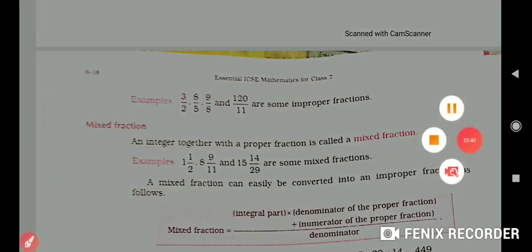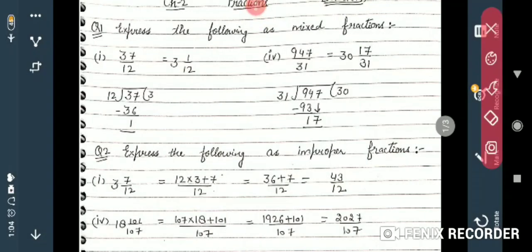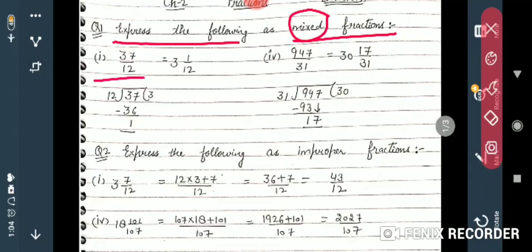Now I will explain this through some examples. So here the first question is, express the following as mixed fractions. As I have explained, a mixed fraction contains one integral part as well as one fractional part. So 37 upon 12. Divide 37 by 12. 12 3s are 36. So what can you write? 3 whole 1 upon 12. Here 3 is the integral part and 1 upon 12 is the fractional part.